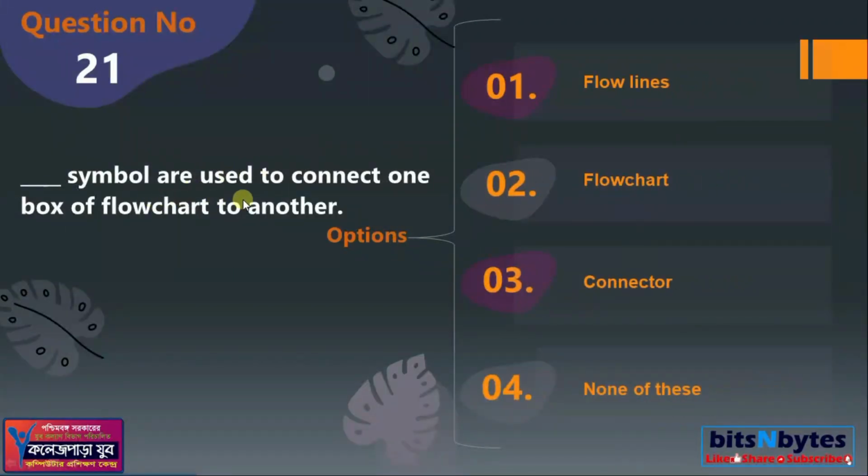Question 21. Dash symbols are used to connect one box of a flowchart to another. 1. Flow lines, 2. Flowchart, 3. Connector, 4. None of these. Answer: flow lines.